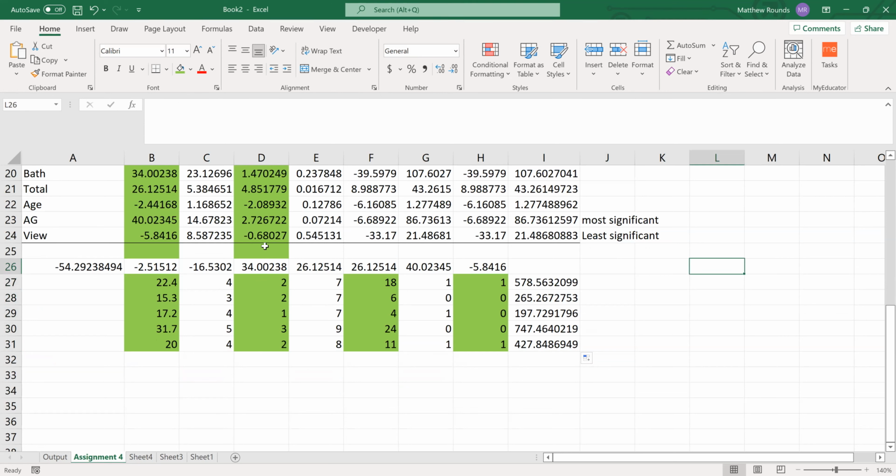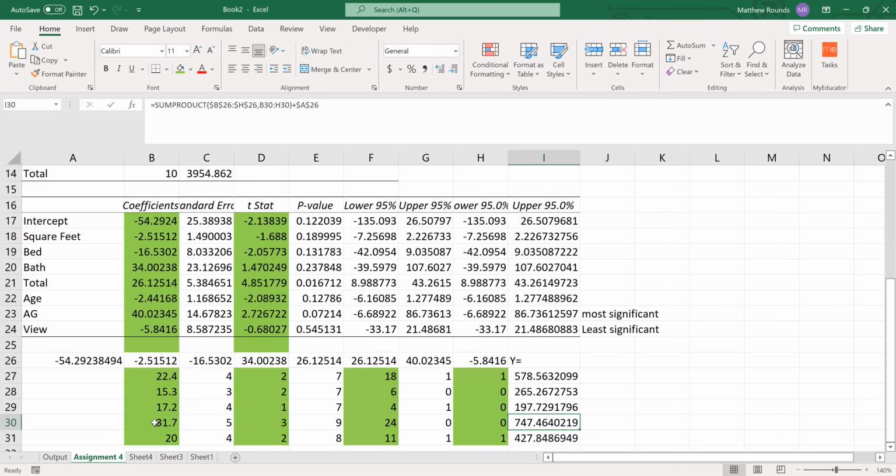So what would be the best one? Would it be number 4? This is just the estimated sale price of the home. That's the most expensive home. It's got the most square feet. It's got the most rooms, but it doesn't have an attached garage or a view.